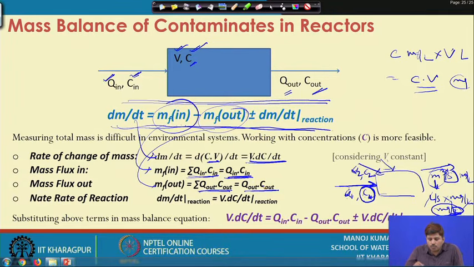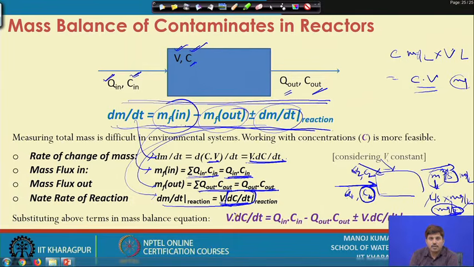So, that is how we will get the rate of mass entering the system, the rate of mass leaving the system, the rate of mass accumulation in the system, and then the last term, dm by dt due to reaction, can also be put in terms of concentration. As we saw, dm by dt is V dC by dt. So, this will also be V dC by dt, but the rate of change of concentration here is due to reaction. So, V dC by dt due to reaction.